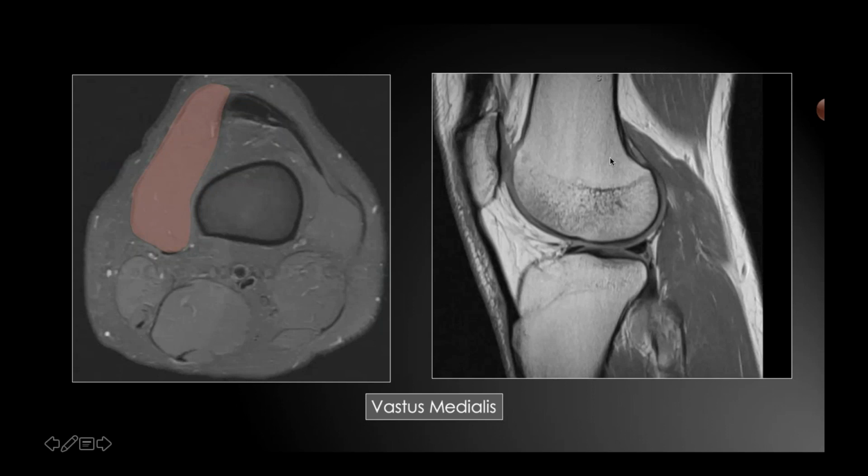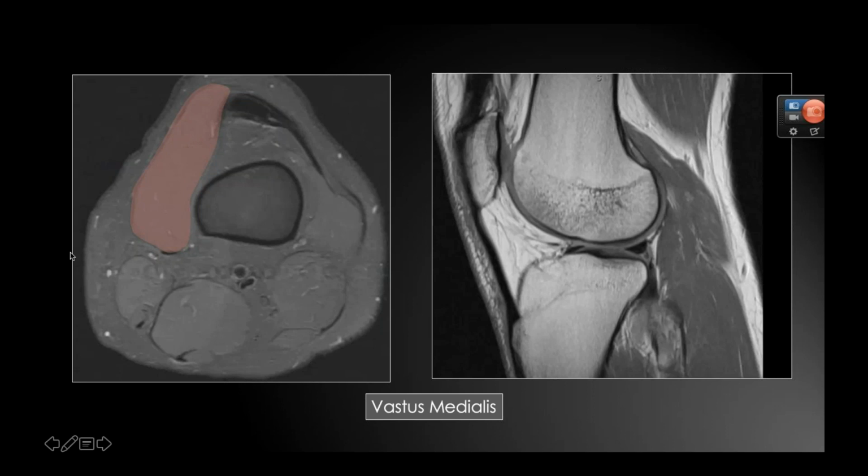And then we have a sagittal sequence here, as though we're looking at the patient from the side. This being the anterior aspect, this being the posterior aspect, and it's as though the patient is laying on their back. So this is the anterior, this is the posterior aspect. So the first one is the vastus medialis.